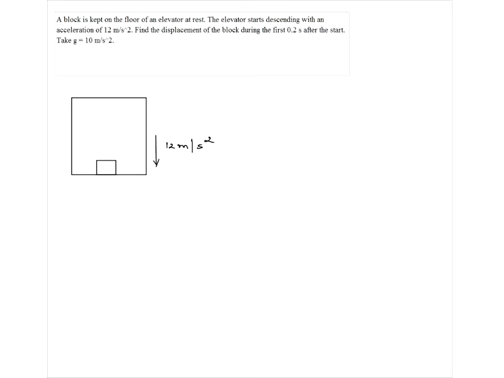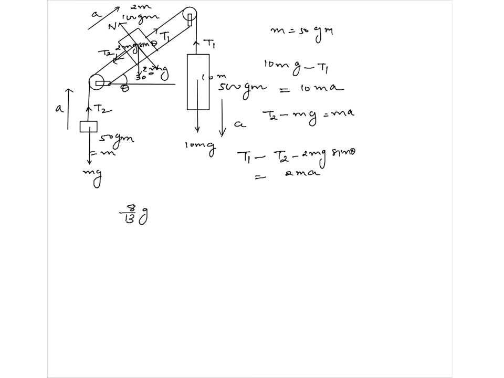And by the way, in this problem, did you really need to put small m equal to 50 grams, or did small m just get cancelled everywhere? So it got cancelled. Okay.